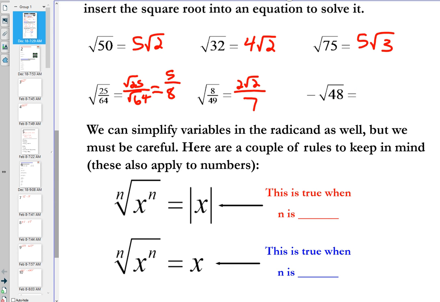Now, 48 is not perfect. If you take the square root of 48, you would get like 6 point something, 6.8, 6.9. So you have to do a tree. I believe that tree gives you 4 square root of 3. I'm doing that in my head. You can double check for me. And then just because I have a negative already on the outside, that just makes the 4 negative. Cole agrees.